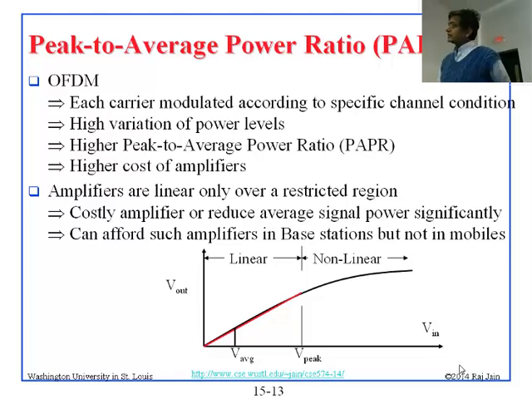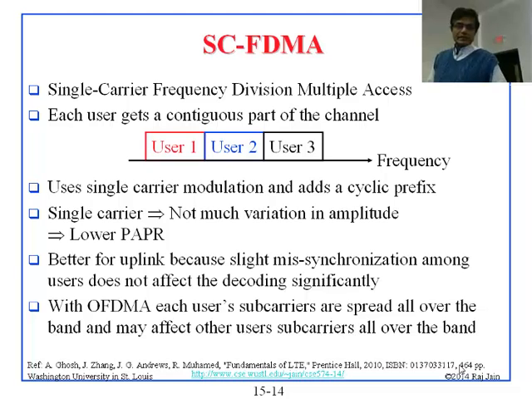You have to design your amplifiers for the peak, because after that they are non-linear, so you have to get an amplifier whose linear region covers the peak. And if your average is very low, the quality of the signal is going to be low. Basically you're going to have a low signal to noise ratio. So you really want to keep the average high. And so they said SC-FDMA, single carrier FDMA, will do that.